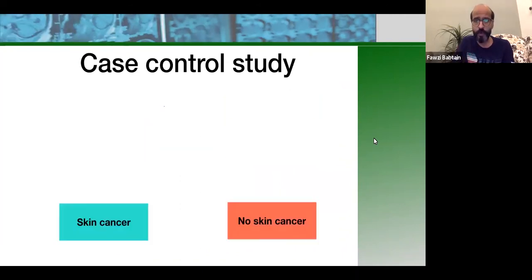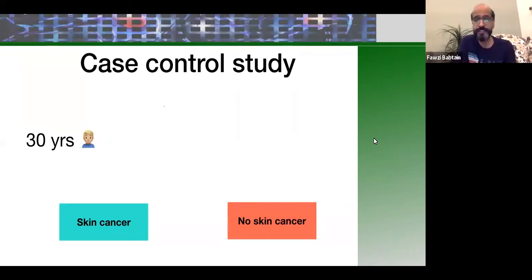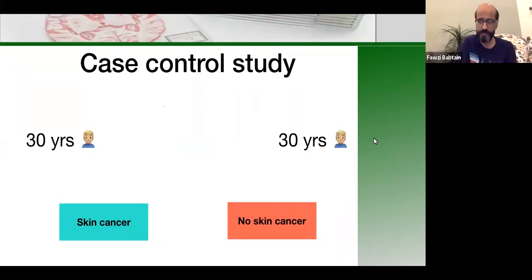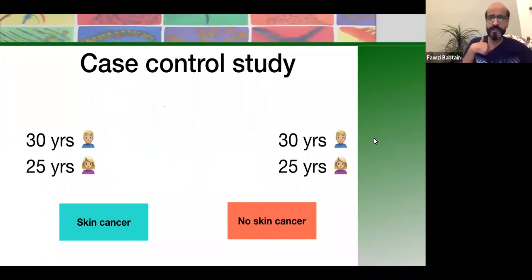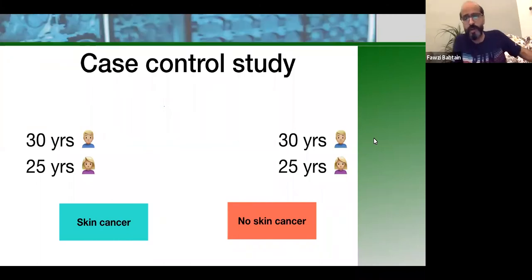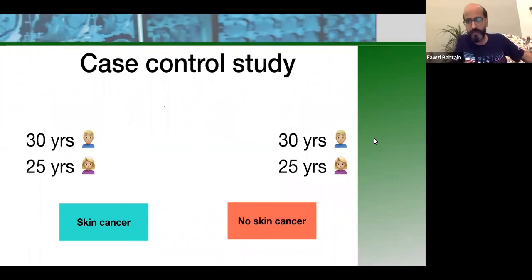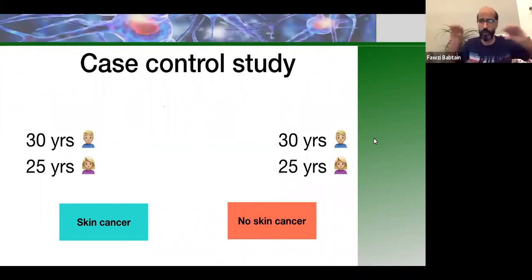Again, I just go at the back. Sometimes we do what we call matched case control. إيش يعني matched case control? I only take those who had skin cancer, 30 years men, I compare them to those who had no skin cancer who are 30, at the same age, at the same sex. يعني the same age, same sex, equal groups.